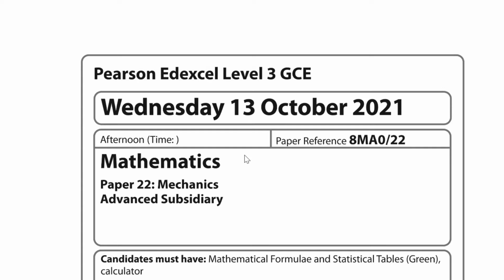This is the Edexcel AS Level Maths Paper 2, covering the Mechanics section, and it's from the October 2021 series.